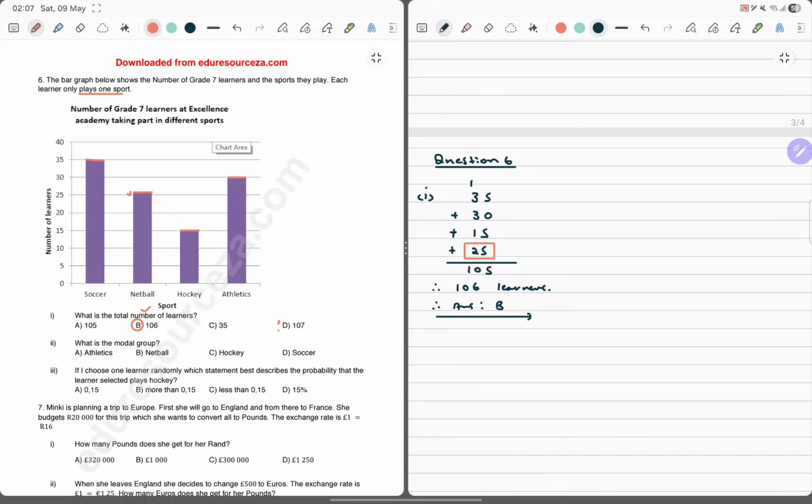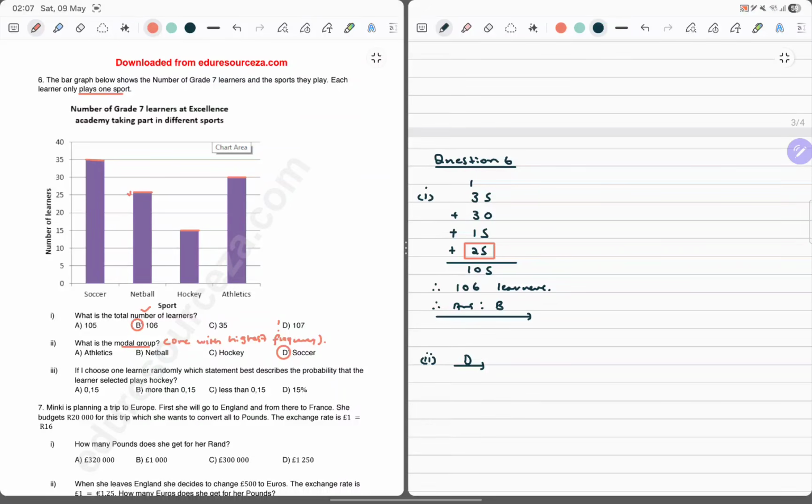I mean, you will check with the memo. I don't have time for that. Right, let's move on. So number 2 says, what is the modal group? Now, modal group means the one with the highest frequency. Right? So obviously we can see it's the soccer team. Good. So here the answer is D. Straight up, there's nothing to say here.